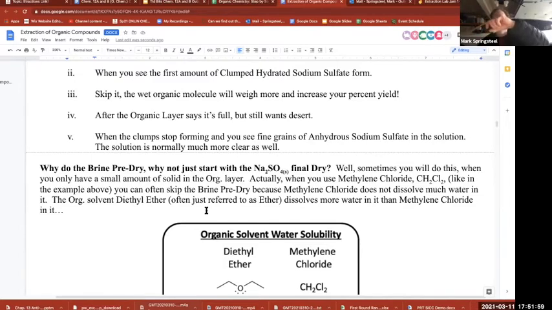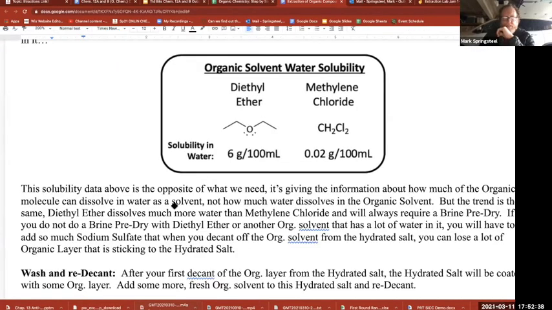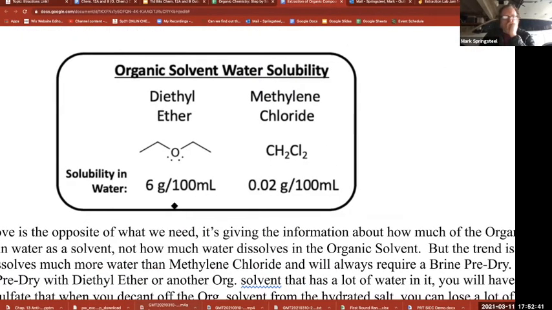You could get a good yield, but you have to add fresh methylene chloride to your sodium sulfate hydrate, decant again, add some more, decant again. Because of that, now you have a larger volume of methylene chloride you have to wait to evaporate, and you're using more chemicals. So it's better to do the pre-dry, but it just depends on the case too. With diethyl ether, you always want to do a brine wash, but with methylene chloride, oftentimes you don't because it's really dry to begin with. With methylene chloride or diethyl ether, we usually do a brine pre-dry to get rid of most of the water, and then a sodium sulfate final dry.